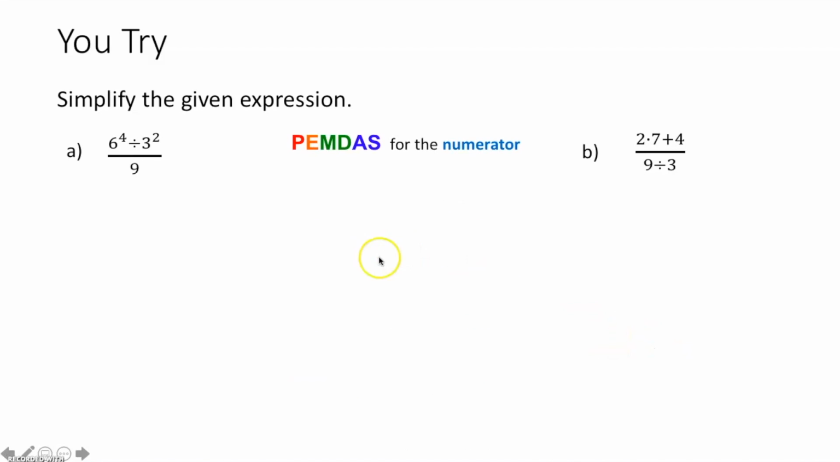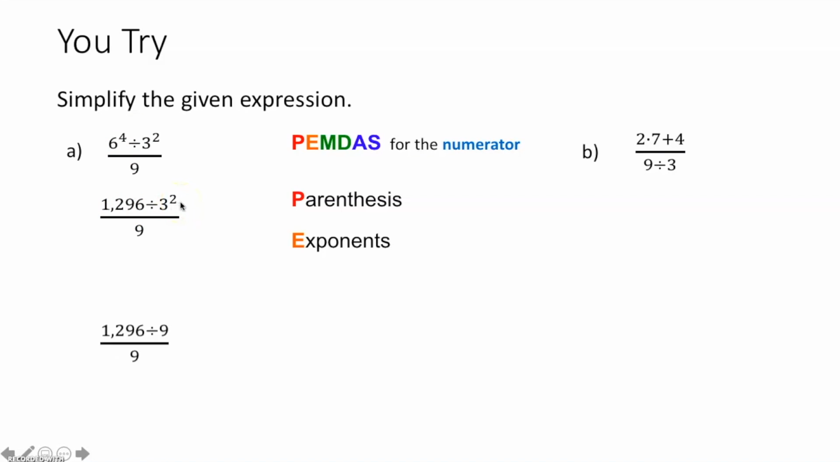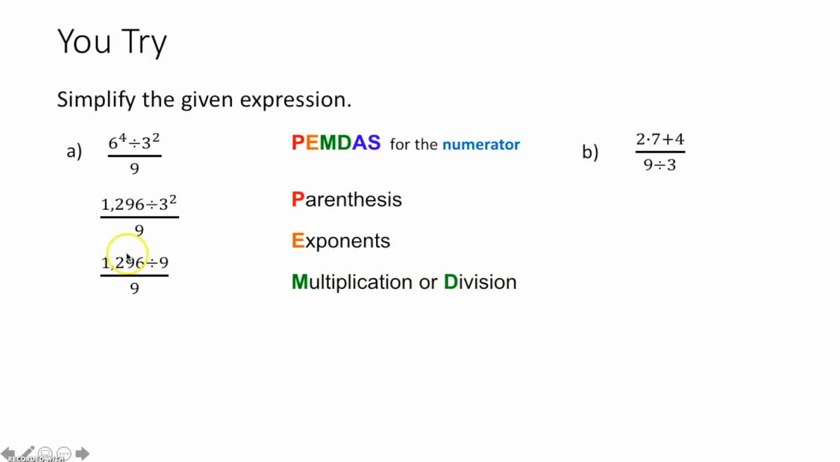Okay, so again, PEMDAS for our numerator first. Are there any parentheses? No. Exponents? Yes, there's actually 2 sets of exponents. So we're going to do this one first, and we get 6 to the 4th power is going to be 1,296. Then we're going to do this one. 3 to the 2nd power is just going to be 9. Is there any multiplication or division? Yes, there's division now. So we go 1,296 divided by 9, and we end up getting 144.